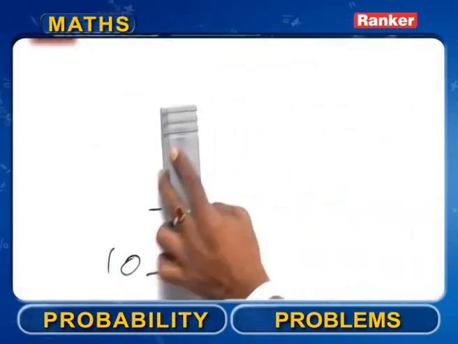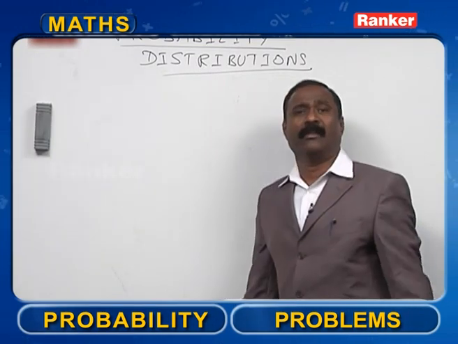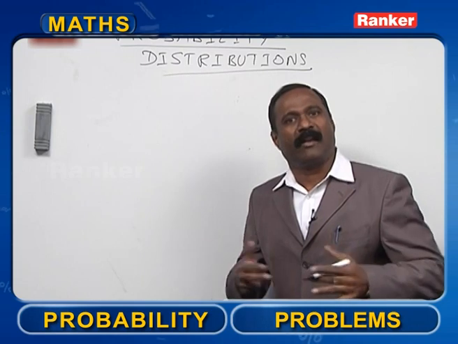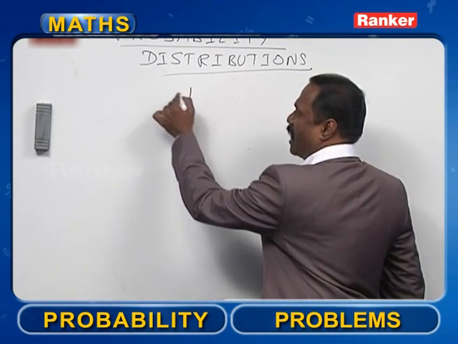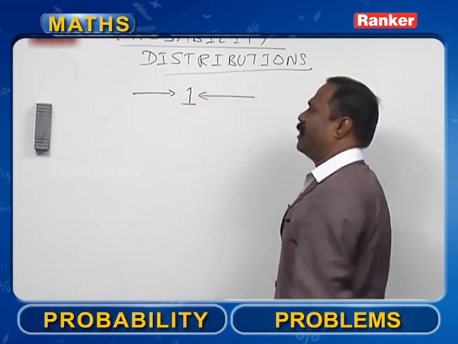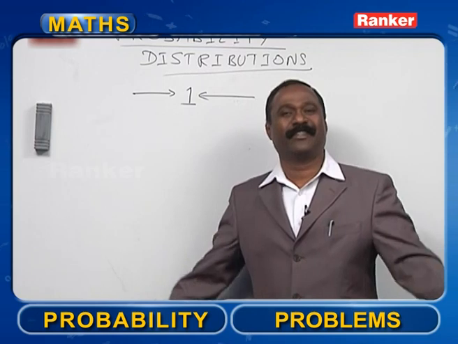Similarly, there is the probability distribution. What is the probability distribution? And what is the total probability? Probability never exceeds 1, you know that. Probability will never exceed 1. That means this 1 is to be distributed.